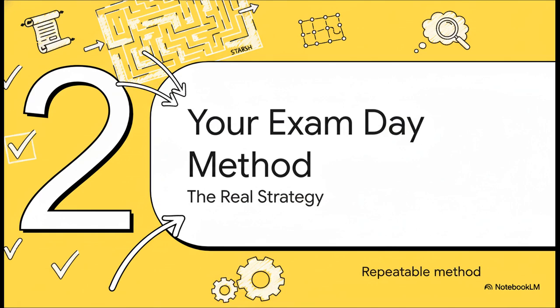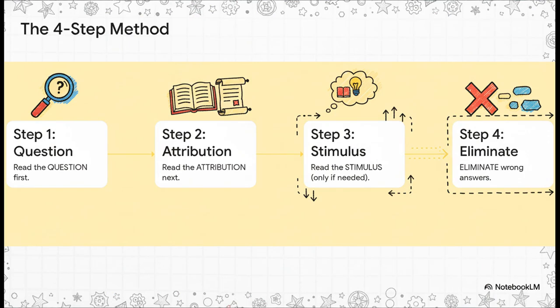Now, let's talk about the real game plan for the actual exam day. This is the expert-approved method, the one you're going to use for every single question you see. This four-step process is your absolute blueprint. You gotta do it in this order. Step 1, read the question first. You have to know what you're looking for. Step 2, read the attribution next. Get your historical bearings. What time period are we in? Step 3, and this is key, only then do you look at the stimulus, and only if you really have to. And finally, the most important step of all, you aggressively eliminate the wrong answers.